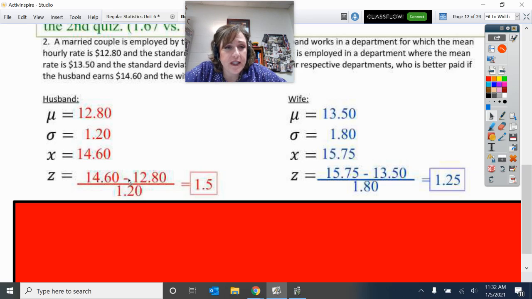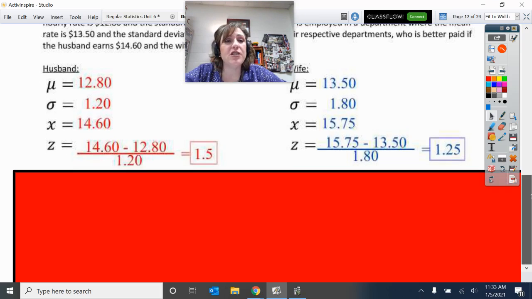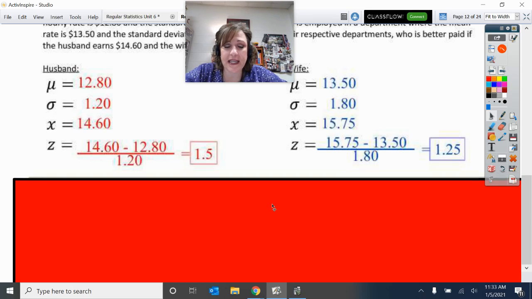All right, so after hopefully you paused and then put down all the facts, here we had the husband's mean and standard deviation. The husband's context value was 14.60. So the husband's x minus the mean over the standard deviation is 1.5. So he's 1.5 standard deviations above the mean. Now the wife's making more than the husband hourly. She makes 15.75. But if you look at the z-score, she's actually not as far up in her department as the husband is. So it's interesting. Even though she makes more, relative to her peers, she's not as high up in the department as the husband is in his department.